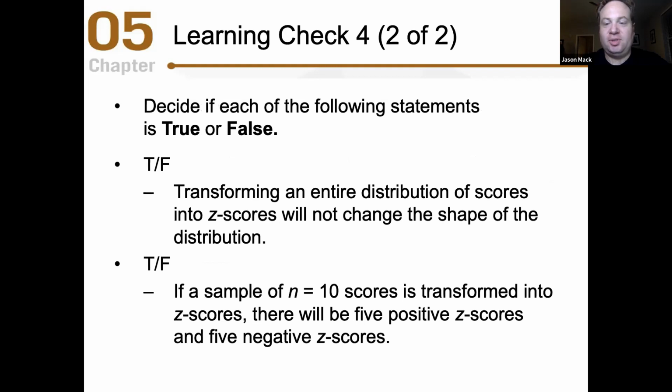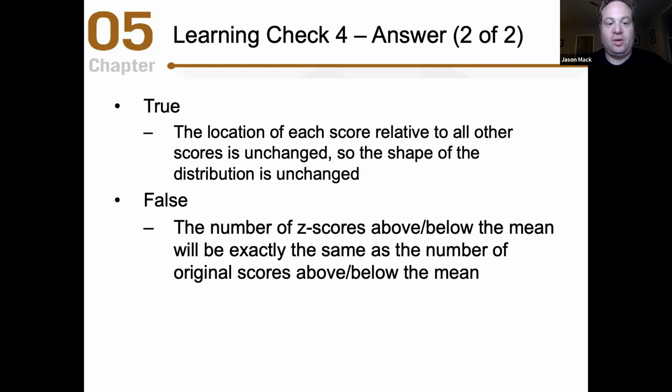Decide if each of the following statements is true or false. Transforming an entire distribution of scores into z-scores will not change the shape of the distribution. If a sample of n equals 10 scores is transformed into z-scores, there will be 5 positive z-scores and 5 negative z-scores. Well, the first one is true. The location of each score relative to all other scores is unchanged.